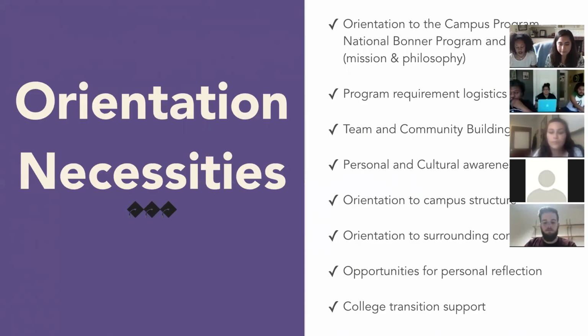The orientation surrounding the community partners, so maybe doing a scavenger hunt to introduce them to the community partners and the Bonner sites, and maybe you can do an introduction to demographics and assets. And these are just kind of necessities for what you should have in your Bonner program, and specific prevalent issues facing your community and other opportunities for personal reflection on what their personal goals and aspirations to commit to are, and then the college transition support.